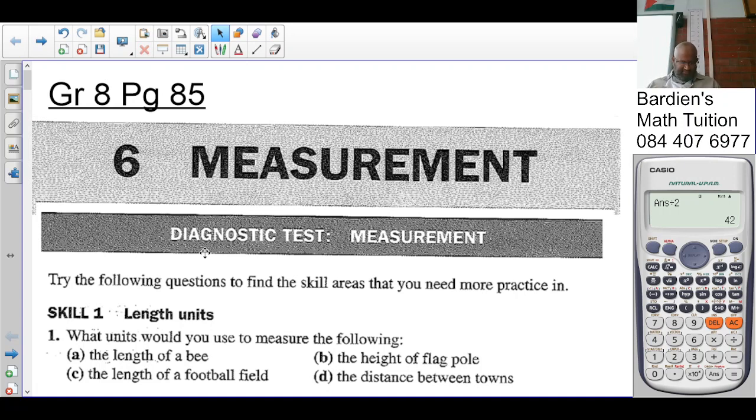Oh, I'm on the wrong page. I'm on the diagnostic.